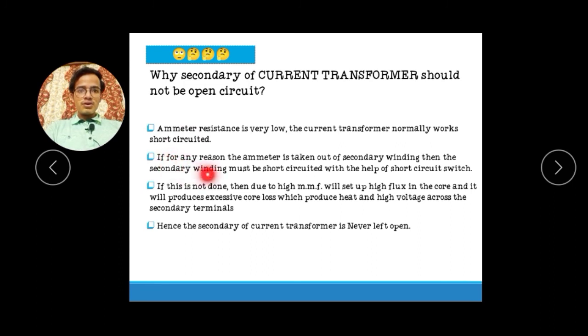If for some reason the ammeter is taken out of the secondary, then the secondary winding must be short circuited with the short circuit switch. If this is not done, then due to the high MMF, high flux will be set up in the core, which will produce high core loss and it will lead to a high voltage across the secondary terminals. Hence the secondary of the CT should never be left open. Okay, it means it should be short circuited.